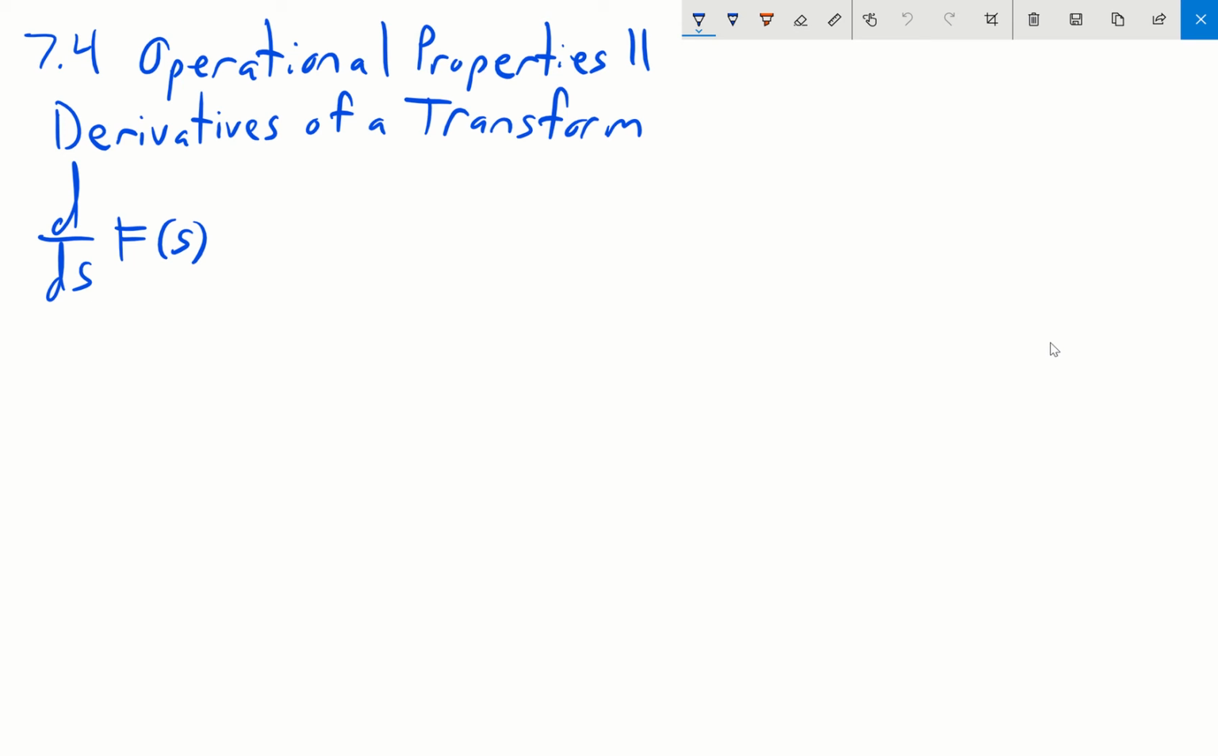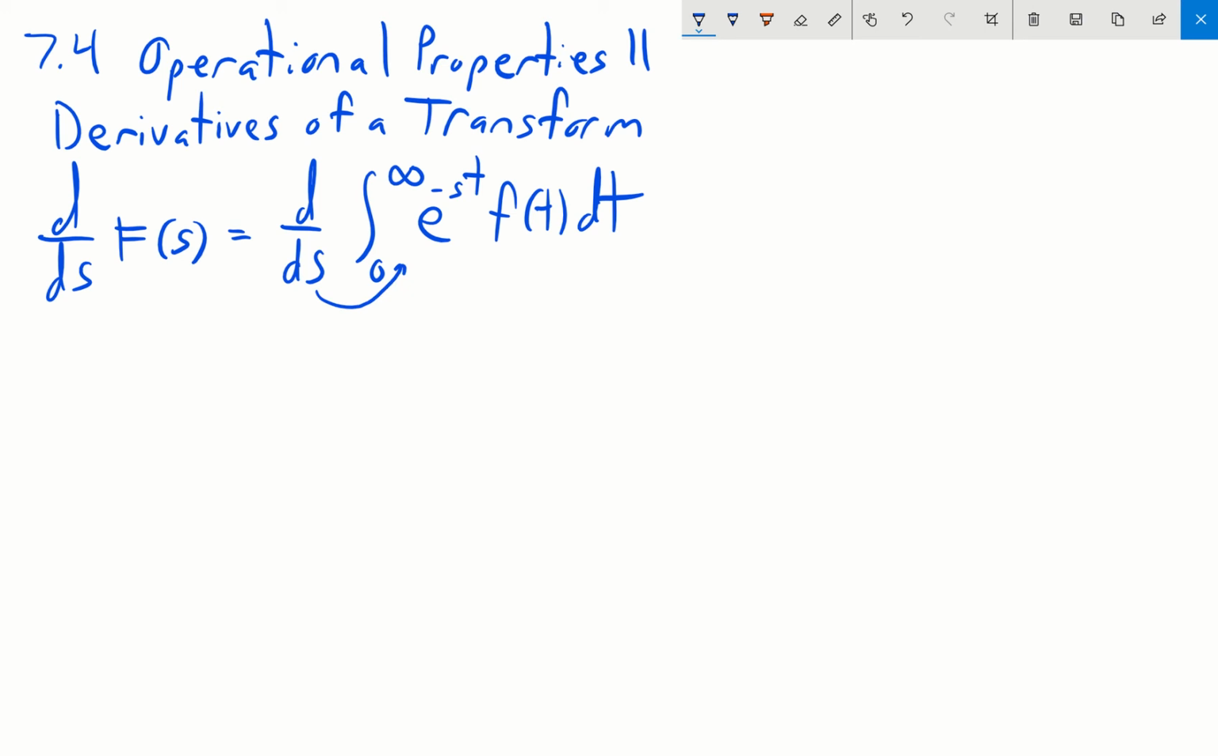Let's calculate the derivative with respect to s of the Laplace transform, which is F of s. This is equal to, by definition, the derivative with respect to s of the integral from 0 to infinity of e to the negative st times f of t dt. Remember, the integration is not done with respect to s, it's done with respect to t, so we can move the differentiation onto the inside.